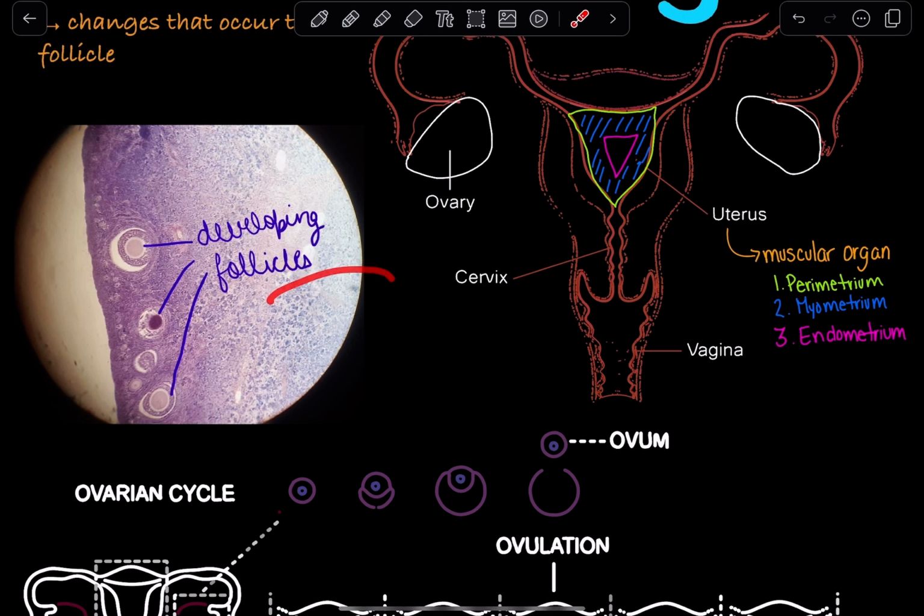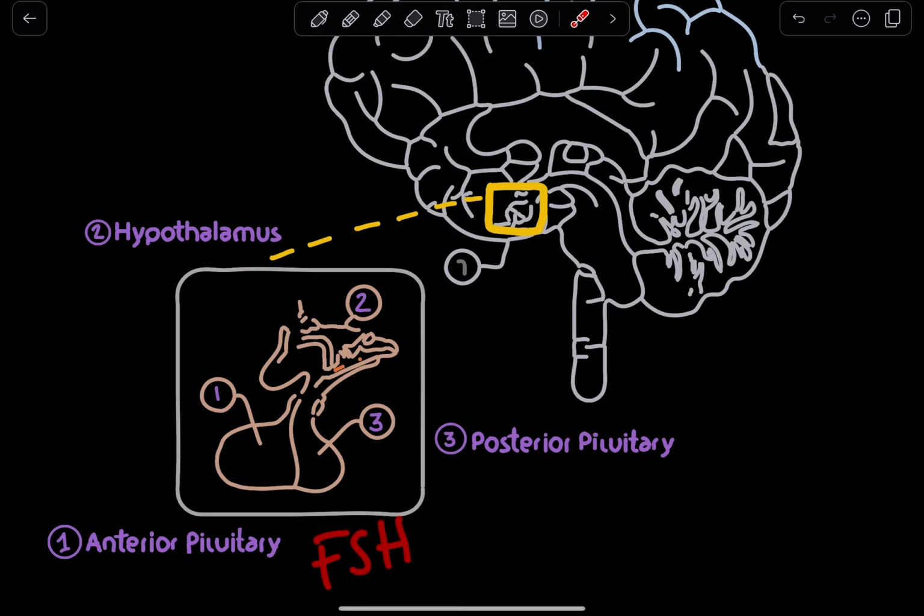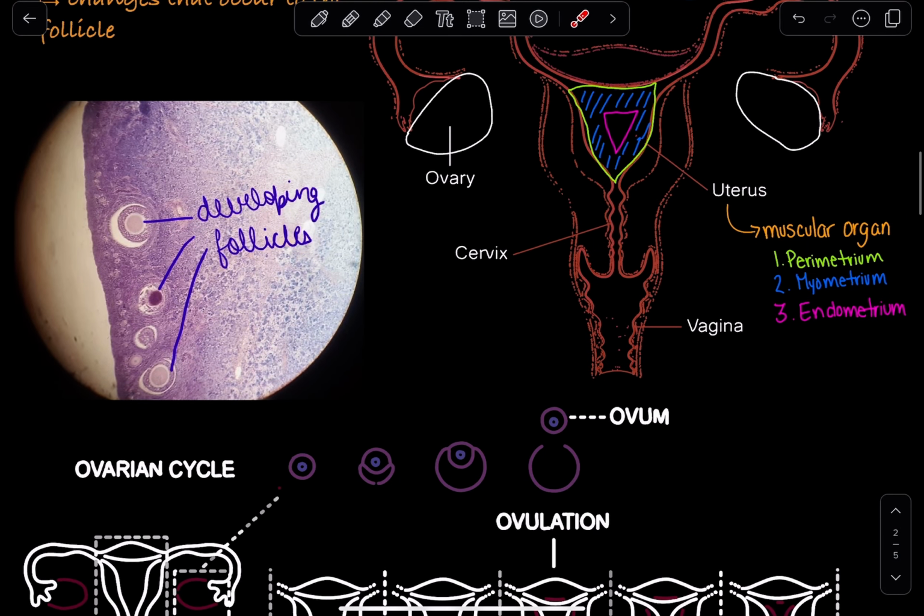But once the follicle receives that information from the anterior pituitary, the follicle will release inhibin. And the inhibin will go on to inhibit the hypothalamus from releasing gonadotropin-releasing hormone. If the hypothalamus does not produce gonadotropin-releasing hormone, it will not be able to tell the anterior pituitary to release FSH. So essentially, once FSH is produced, the follicle receives the message and it releases inhibin to turn off the message. Basically, it says, okay, I got it. I'm growing. I'm nourishing the ovum. No need to produce more FSH.